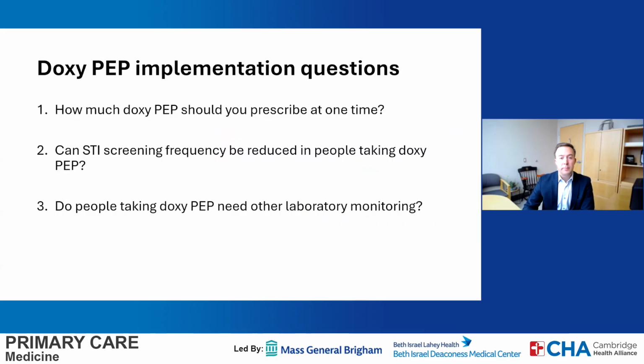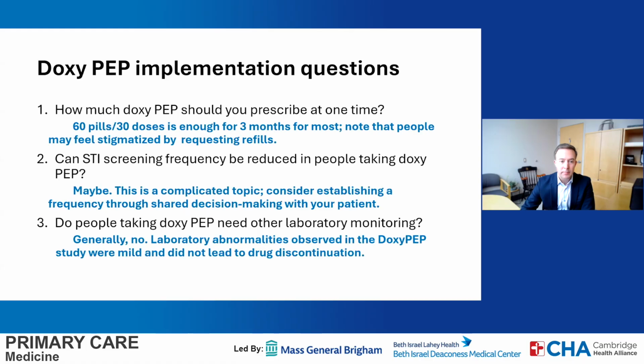Now, there are a number of implementation questions that have come up with doxypep. And I'm showing you some answers here based on the doxypep trial. That was one of those large randomized trials of this intervention, with 60 pills of doxycycline being enough for 3 months for most people. I think it's really uncertain how STI screening should be adapted in these patients. The CDC does recommend screening every 3 to 6 months. And in general, other laboratory monitoring for doxypep is not required because other organ toxicity is not expected.